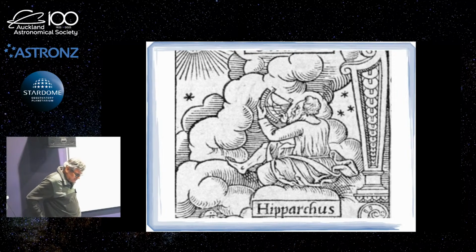So in terms of catalogues now, probably the most well-known early catalogue was one compiled by the Greek astronomer Hipparchus, and I think his catalogue had about 1,000 stars in there.